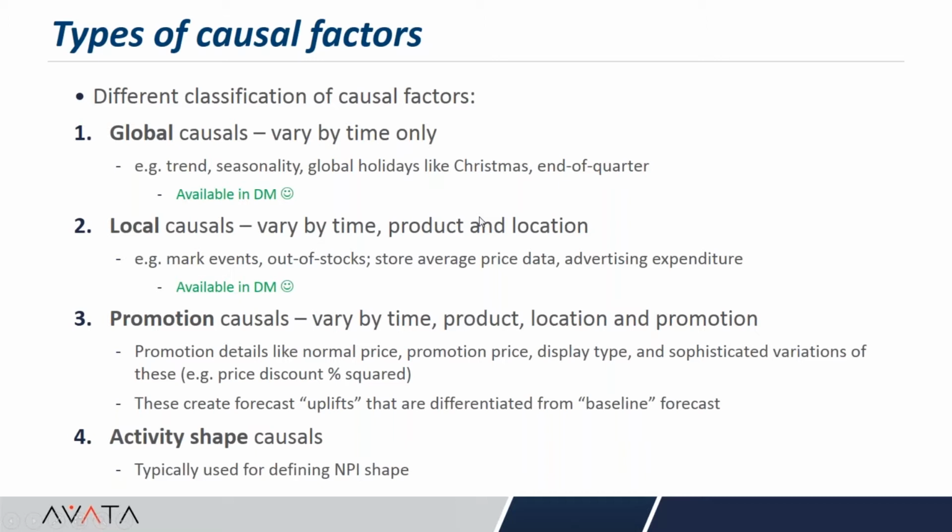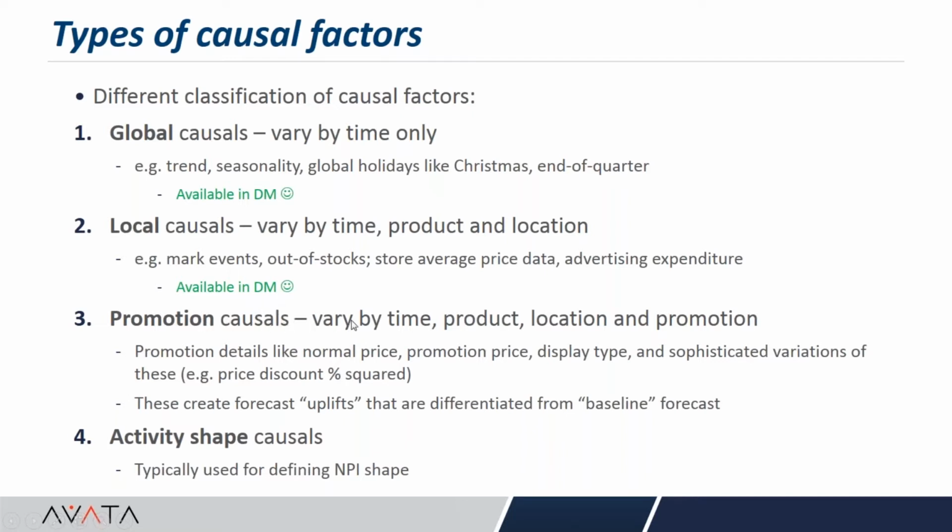So what we're going to do today, in a moment, is show you how you might mark events. That's the example I'm going to use, so local causals is what we're going to focus on. Both global and local causals are available in the Demand Management basic Demantra software. So you don't need to have AFDM, Advanced Forecasting and Demand Modeling. You don't need to have PTP or any other module like SNOP. You just need to have DM.